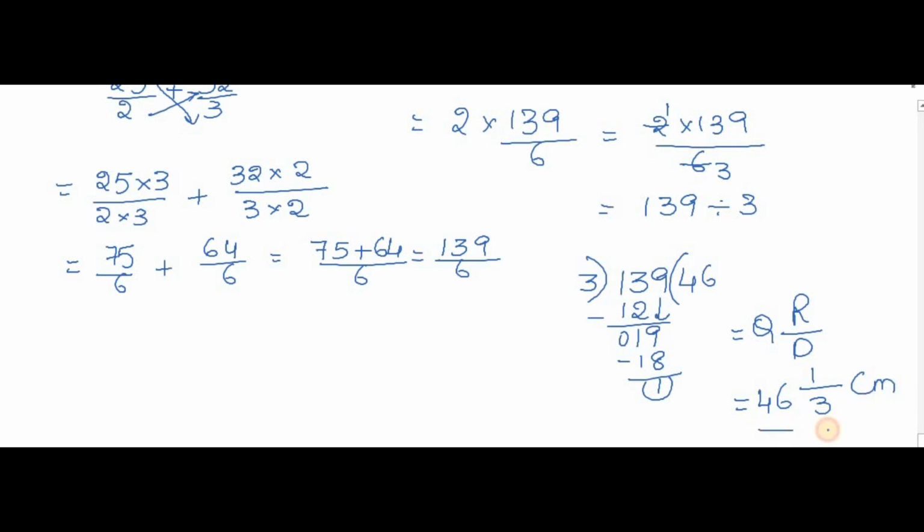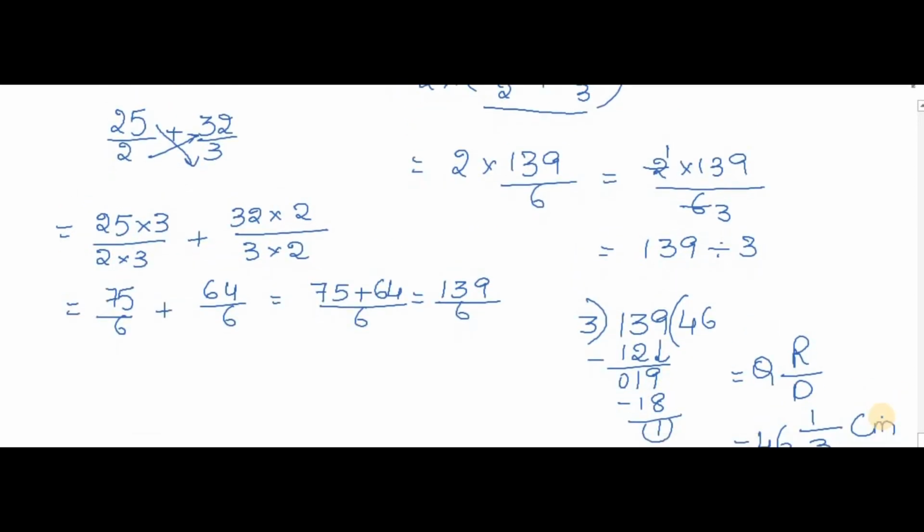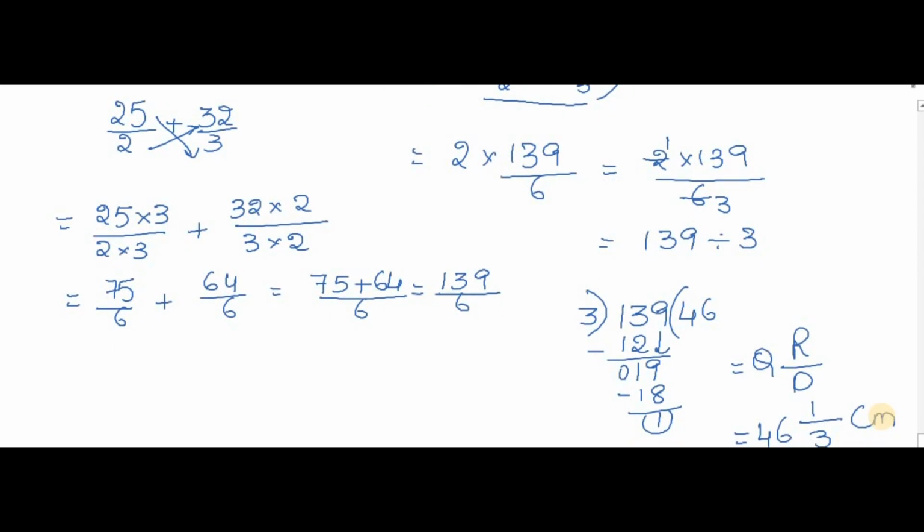So what is the perimeter of that rectangle, if the length and breadth are given to us? That is 46 1 by 3 centimeters. In other words, 139 by 3 centimeters. Okay, let me write this here. 139 by 3 centimeters. Okay, students.